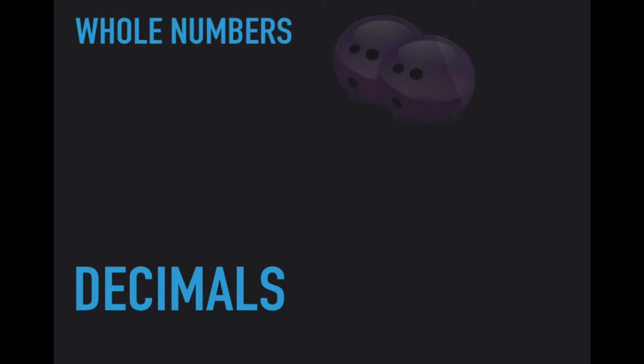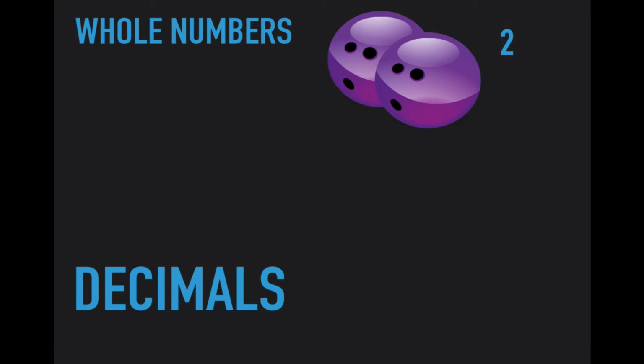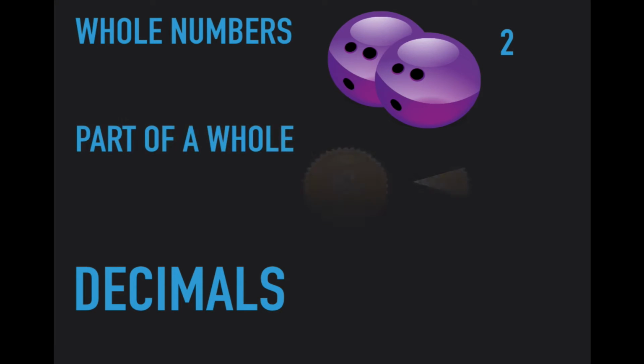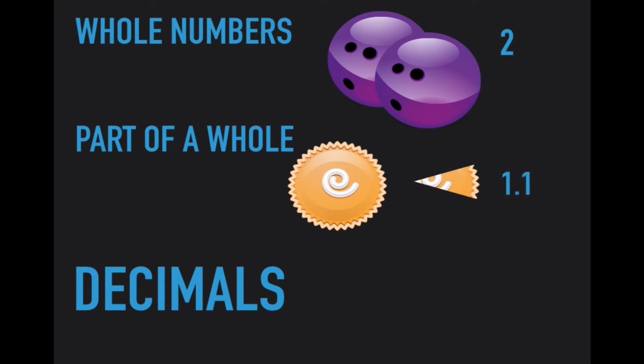Now, sometimes with decimals, sometimes with numbers, there are things that are just measured in whole numbers. For example, like bowling balls. You rarely see half a bowling ball. So you would just measure things in whole numbers, but not everything is like that. Some things can be measured in part of a whole. For example, pie, which I love. If I ate all this pie, I would be eating 1 1/10 of a pie, or 1.1.